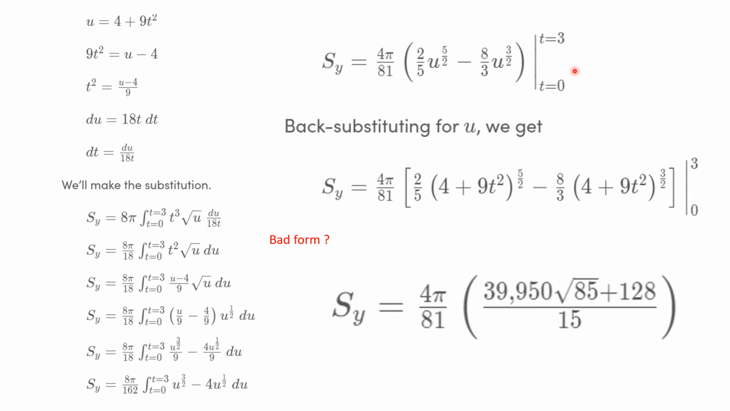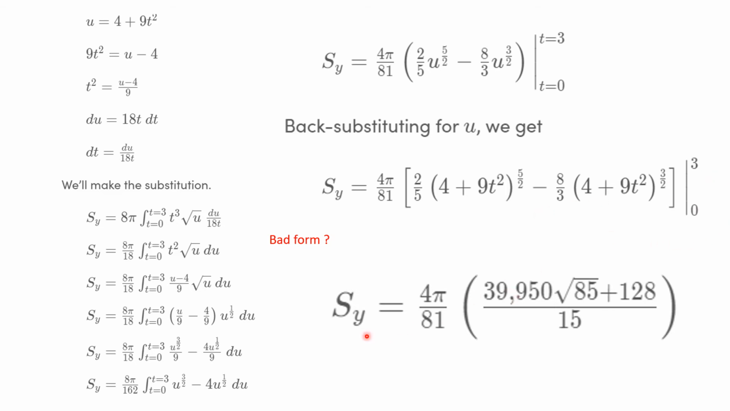And again, if I were doing this on my own, I would have changed these limits and just plugged it in, and I would have my number already. But they have to back substitute because these are values of t, going from 0 to 3. So we reverse these substitutions, and we get S equals 4 pi over 81 times all of this business, where you plug in 3 and 0.